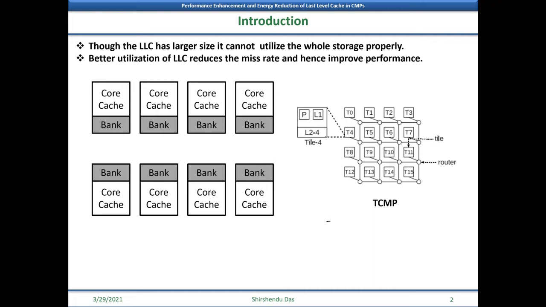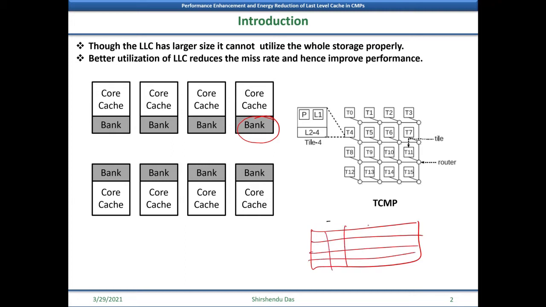And one point you have to understand: each of these banks is actually a set associative cache. Every bank is a set associative cache. This point is very important. Okay, and then the mapping policy of TCMP is also important.